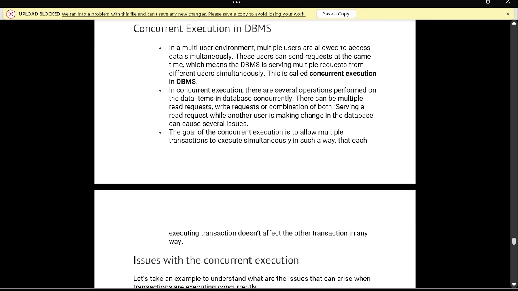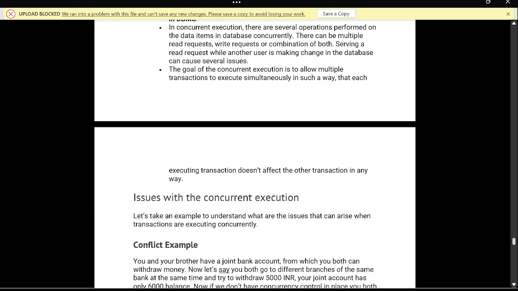So the goal of concurrent execution is to allow multiple transactions to execute simultaneously in such a way that each transaction does not affect other transactions in any way. So our goal is that we allow a multi-user environment, but the condition is that the transactions we are doing should not affect the secondary transaction. So all the transactions have to occur in parallel. Collisions or conflicts should not appear.